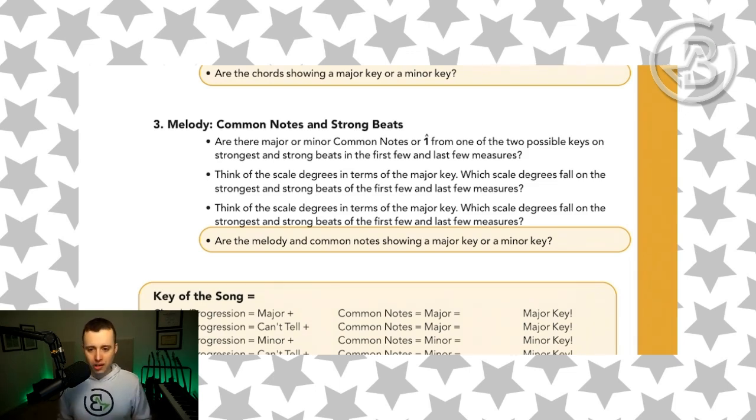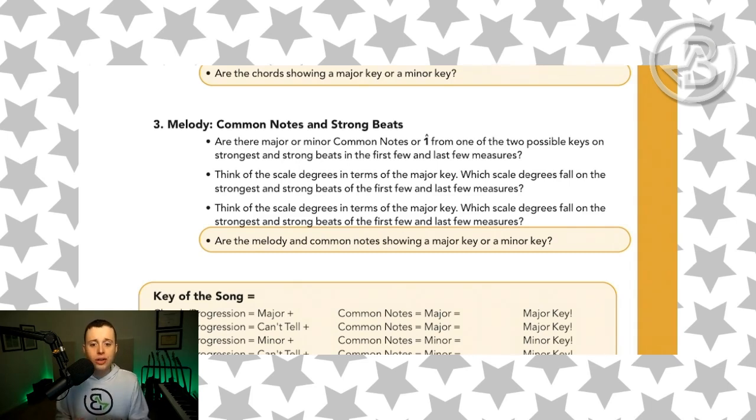Then, step number 3, you look at the melody, common notes, and the strong beats. So ask yourself, are there major or minor common notes or scale degree 1 from one of the 2 possible keys on the strongest and strong beats in the first few measures? Now remember, this is not a make or break. This is not a 100% foolproof thing, but look for it first.